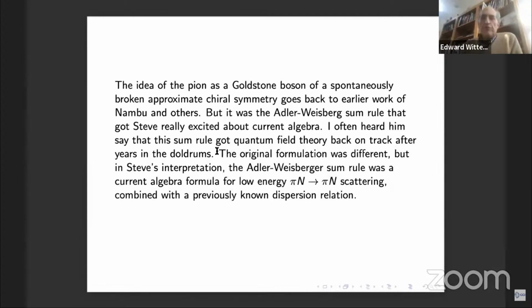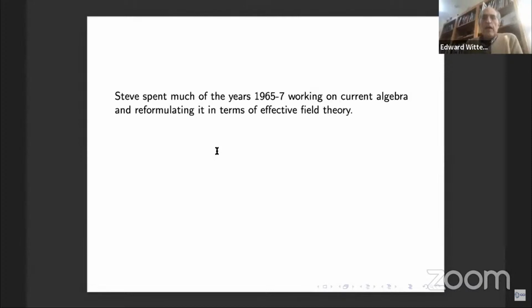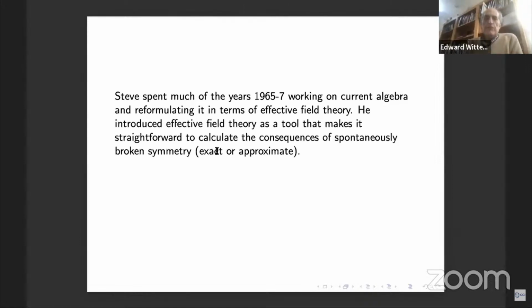So the original formulation was different, but Steve reinterpreted the Adler-Weisberger sum rule as a current algebra formula for low-energy pi nucleon scattering, combined with a more general dispersion relation that was already previously known. And as you've already heard from the last talk by Howard, he spent much of the years, starting in '65, working on current algebra and reformulating it in terms of effective field theory. He introduced effective field theory as a tool that makes it straightforward to calculate the consequences of spontaneously broken exact or approximate global symmetry.